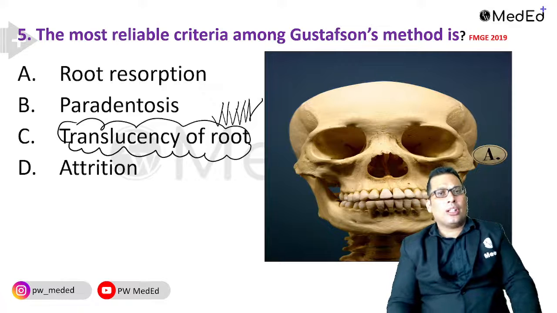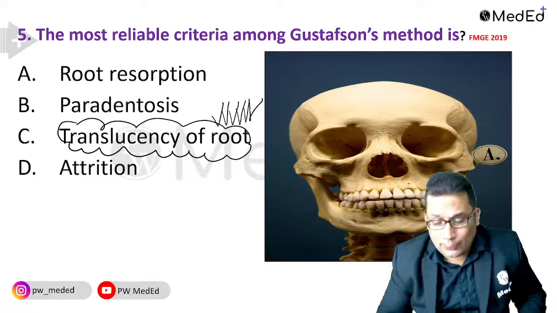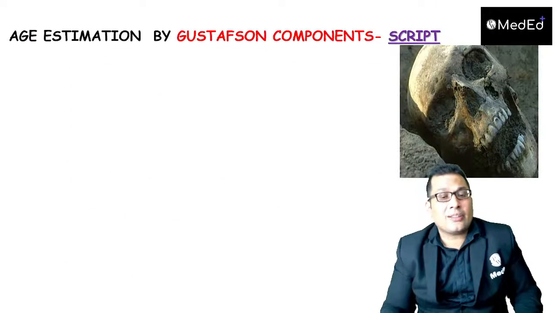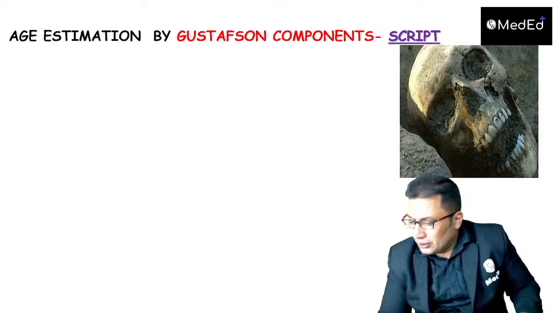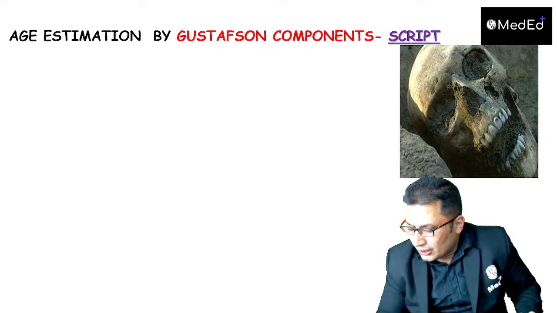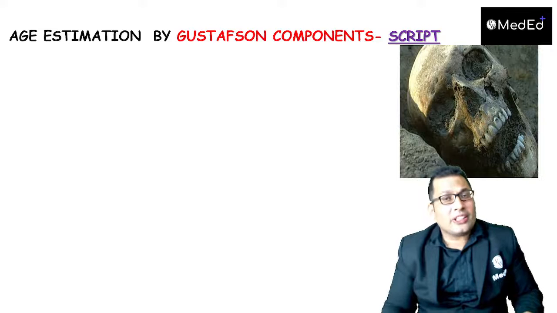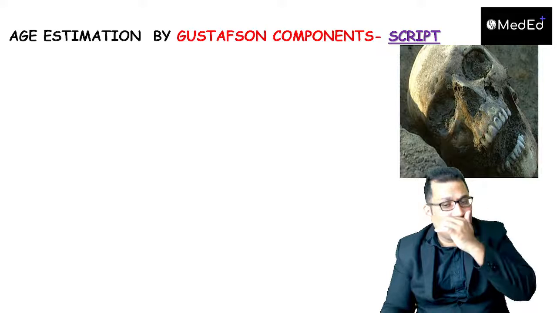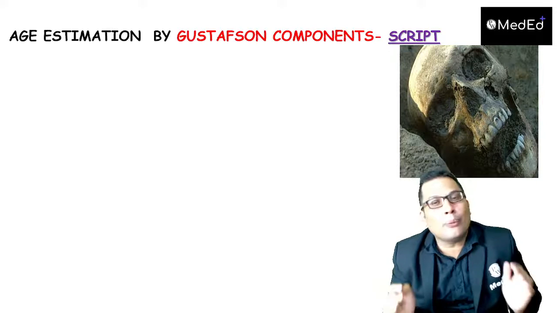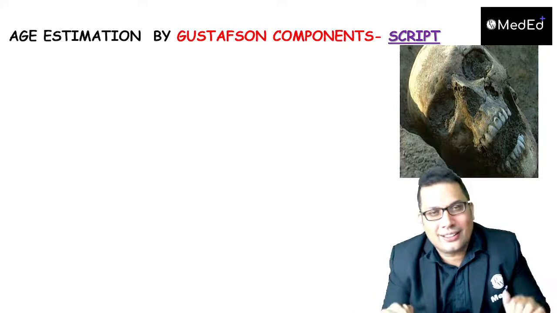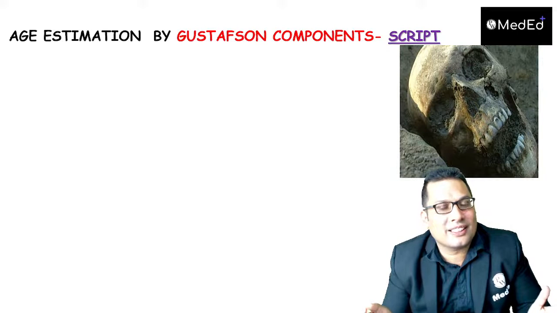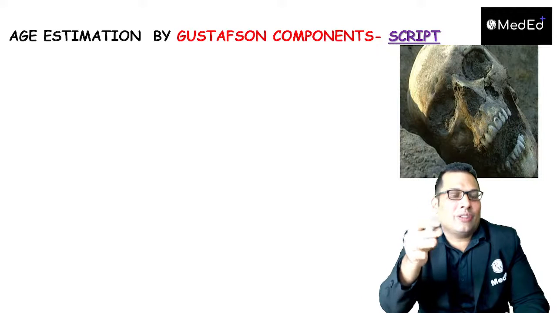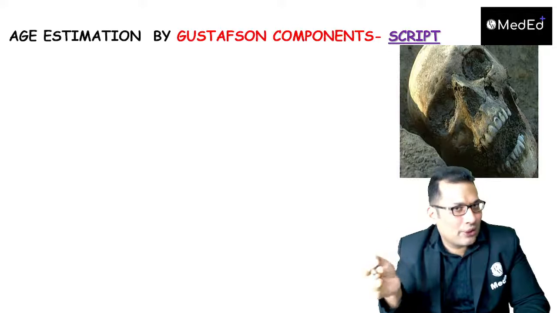Let's see some important MCQs that can be framed from Gustafson method. Age estimation by Gustafson method. Yes, good answer. Age estimation by Gustafson components. The mnemonic is SCRIPT. There's one more mnemonic, APSRTC. AP, Andhra Pradesh SRTC. That also you can remember. SCRIPT is the mnemonic to remember components of the Gustafson method.